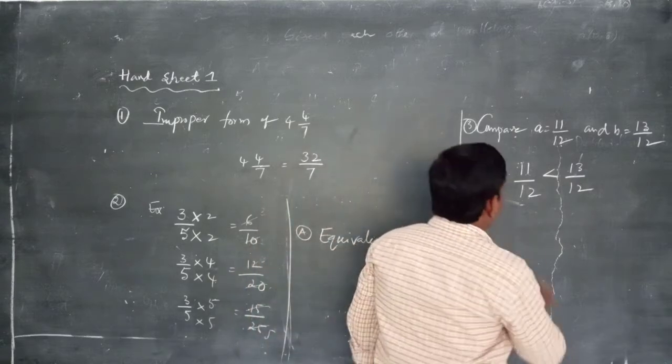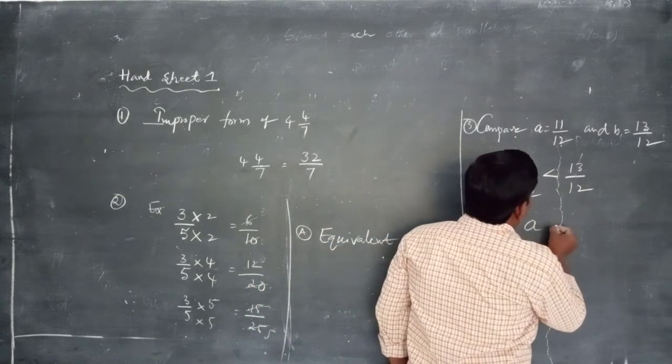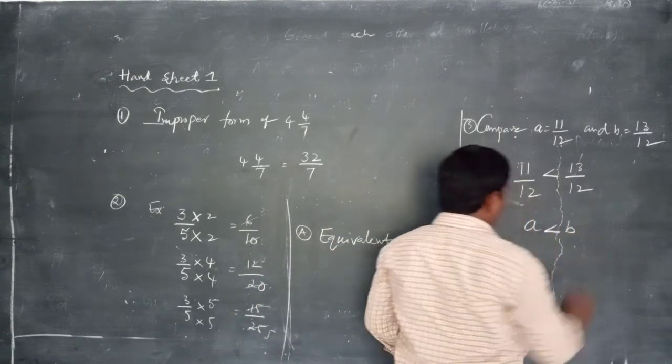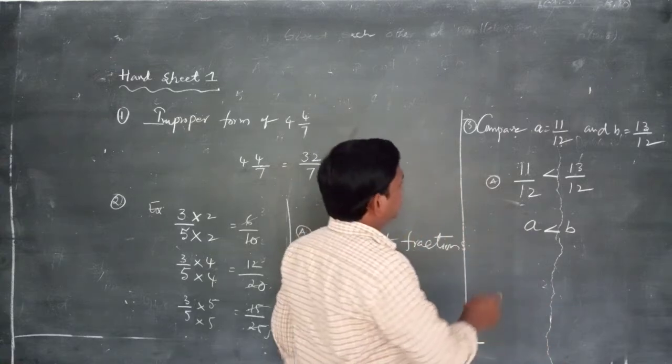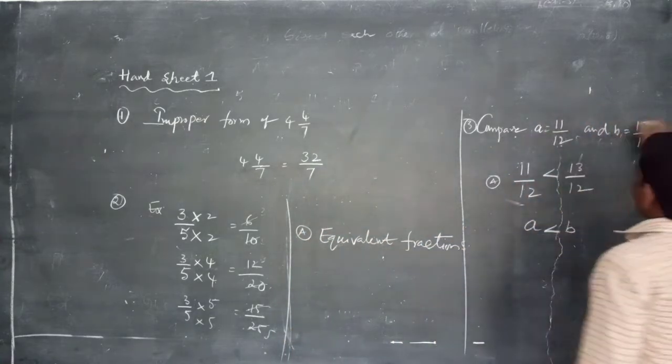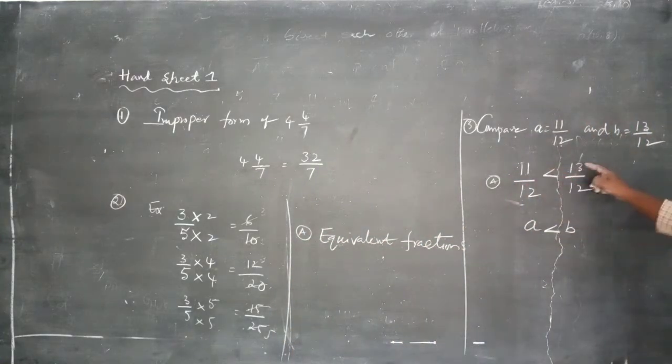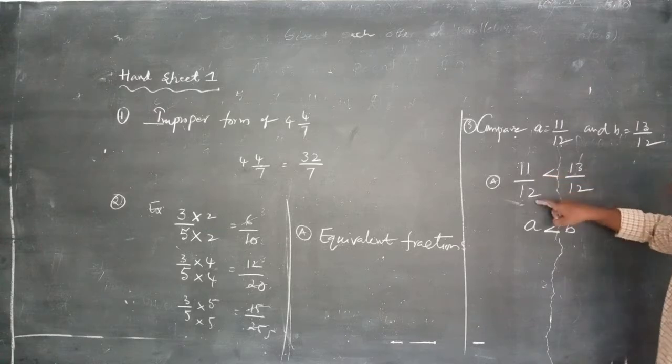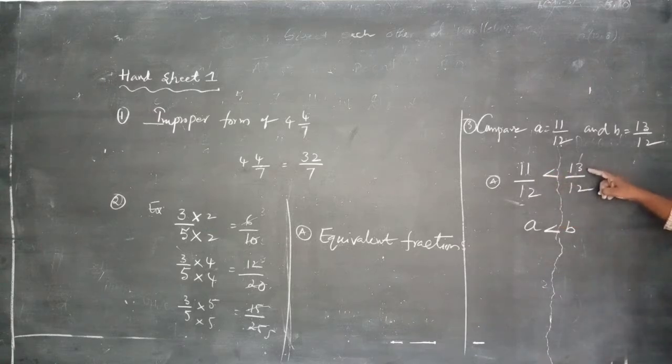That means A is less than B. This is A, this is B. So 11 by 12 is less than 13 by 12. So A is less than B.